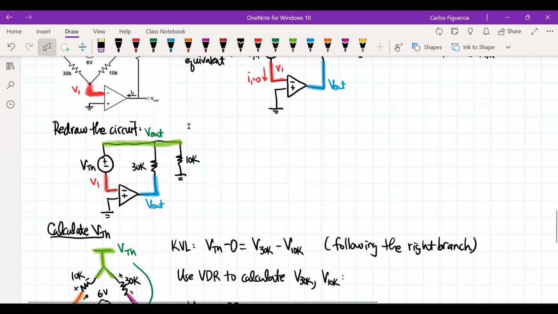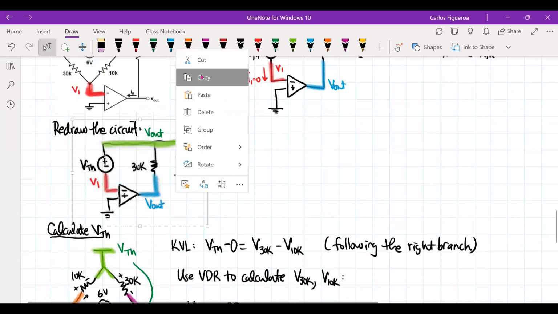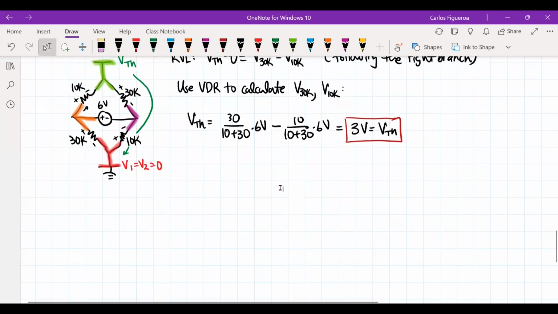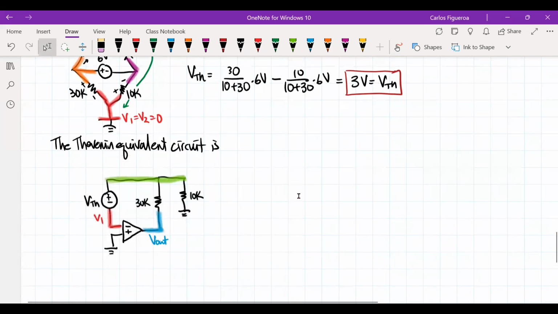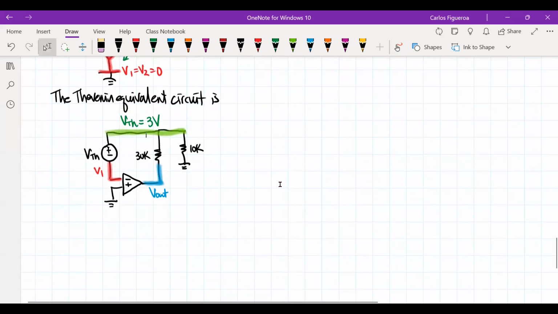So now I'm going to go back to my circuit. Here's my circuit, right? This is my circuit. So if I look at my circuit, what I'm seeing here is that the Thevenin equivalent circuit is this now. I'm going to paste this right here, and I can see here that now VTH is 3 volts. So my whole goal is to figure out what the current is.